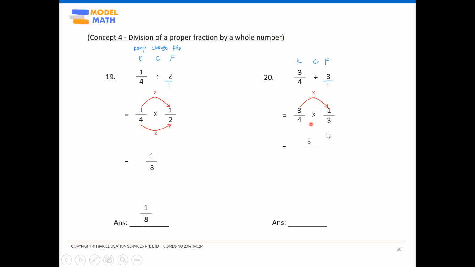So I'll just follow this. 3 times 1 is 3. 4 times 3 is 12. And of course, simplify it further. Okay, so that's it for this.